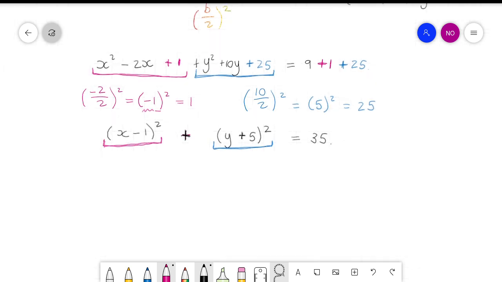Does this format look familiar? A bracket in terms of x squared, a bracket in terms of y squared, and then a number on the other side. That is the equation of a circle. So what is the midpoint of that circle? Other way around.